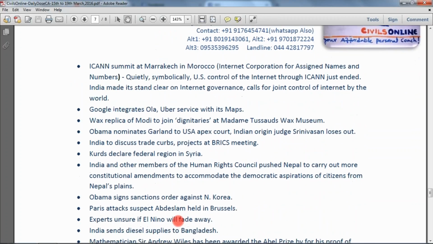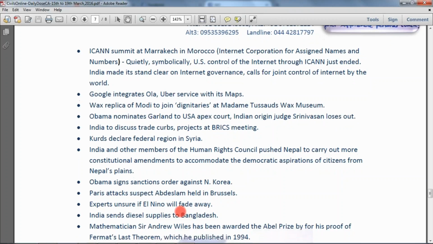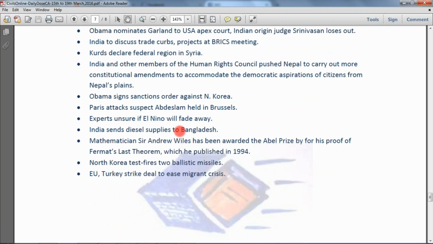India and other members of the Human Rights Council pushed Nepal to carry out more constitutional amendments to accommodate the democratic aspirations of the citizens from Nepal's plains. Obama signs sanctions orders against North Korea. Paris attacks suspect Abdeslam held in Brussels. Experts unsure if El Nino will fade away. India sends diesel supplies to Bangladesh.